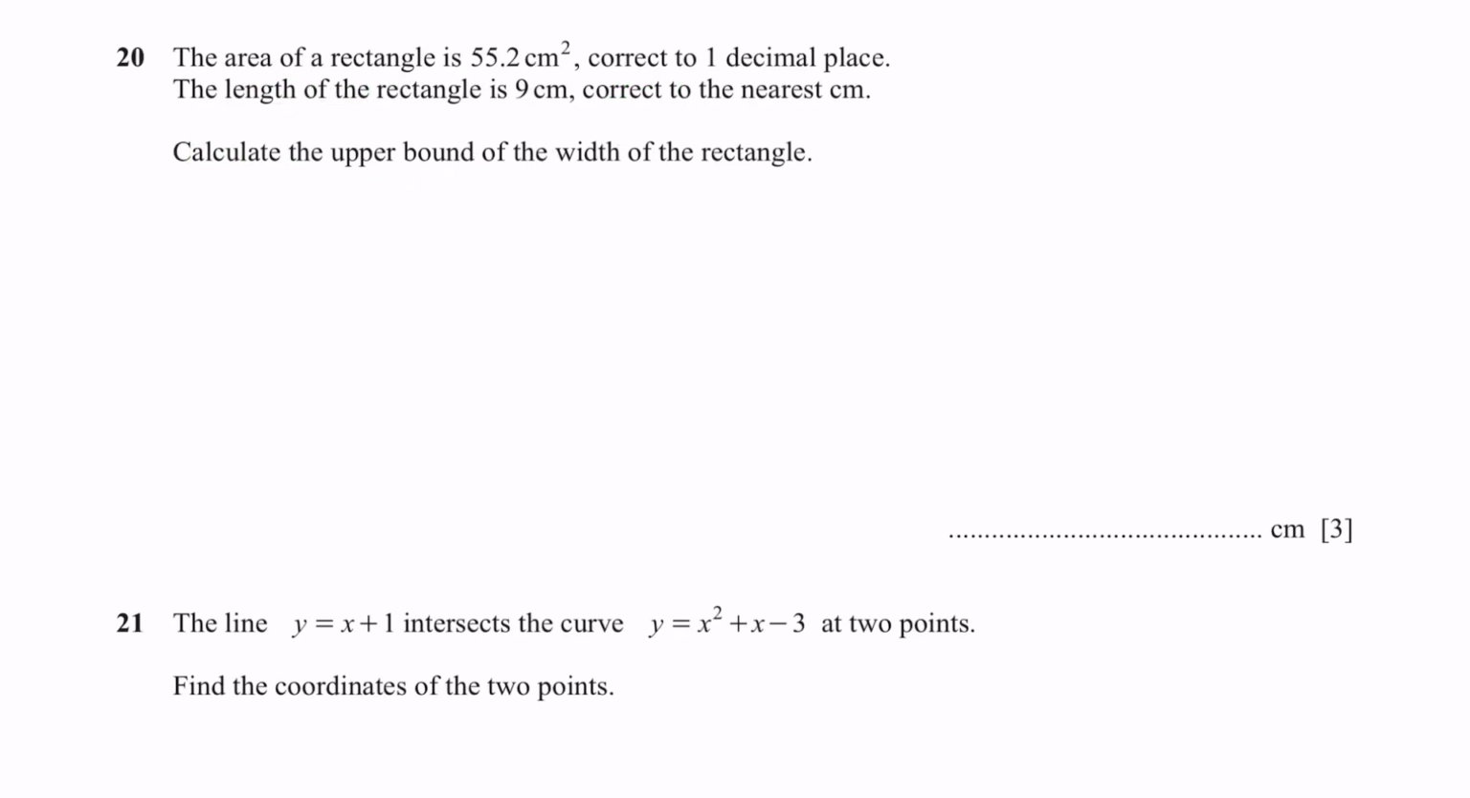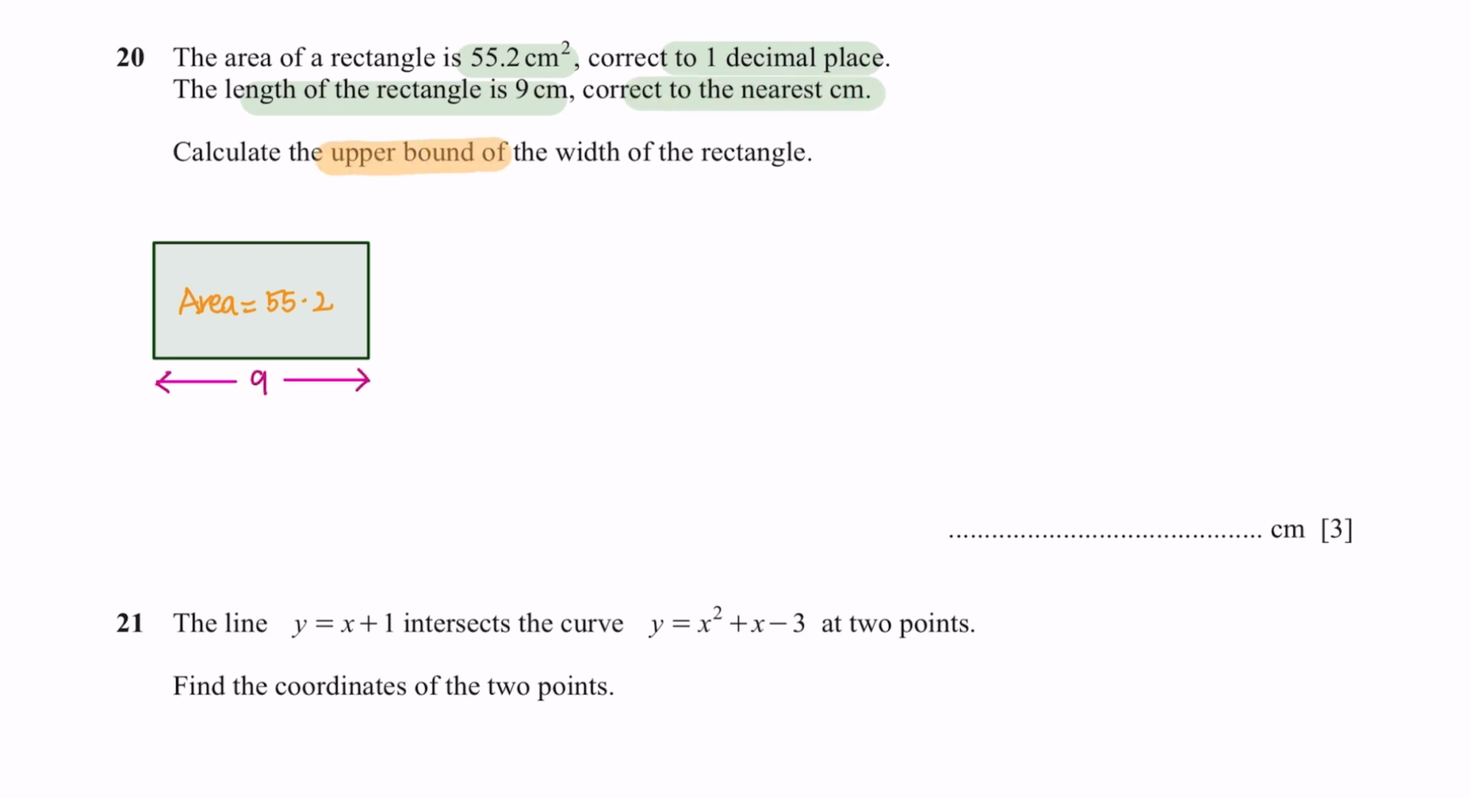Question 20. The area of a rectangle is 55 cm squared, correct to one decimal place. The length of the rectangle is 9 cm, correct to the nearest centimeter. Calculate the upper bound of the width of the rectangle. Since we're looking to find the upper bound, we're going to add on half the degree of accuracy. Half the degree of accuracy for this would be 9.5, and for area it will be 55.05.